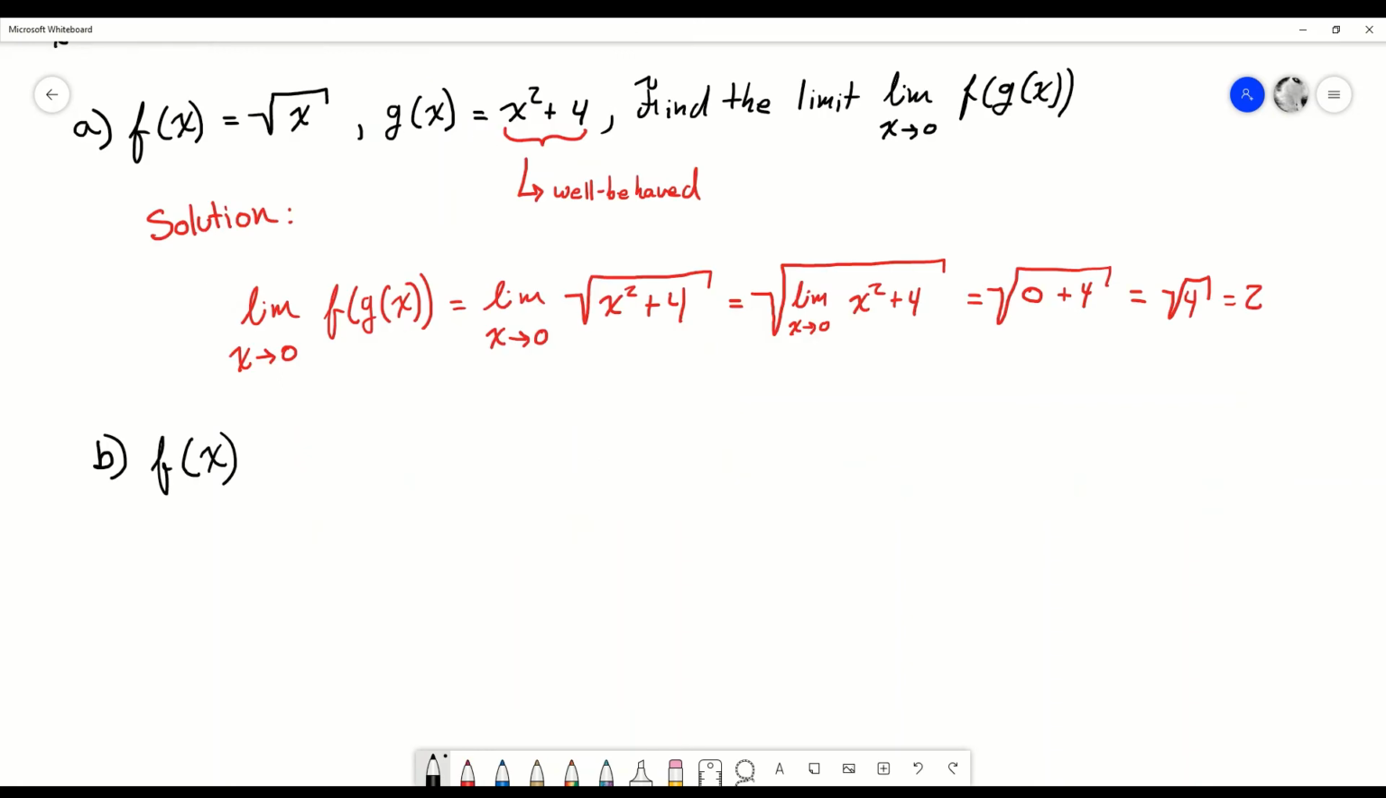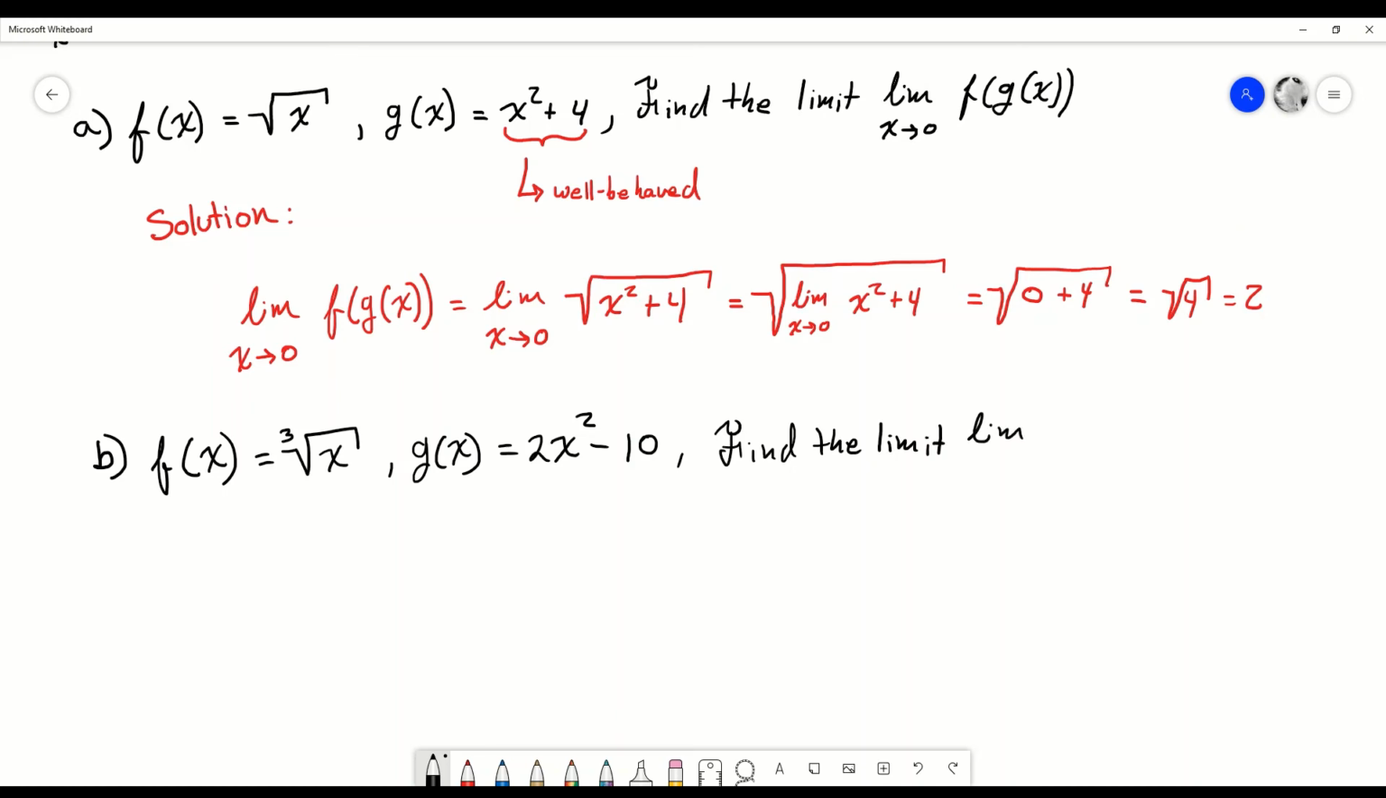Taking a look at another example, let's call f of x the cube root of x. Let's call g of x 2x squared minus 10. And we're interested in finding the limit as x approaches negative 3 of the composition f of g of x.